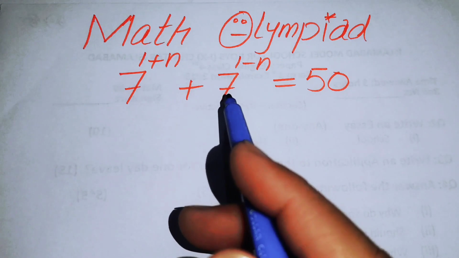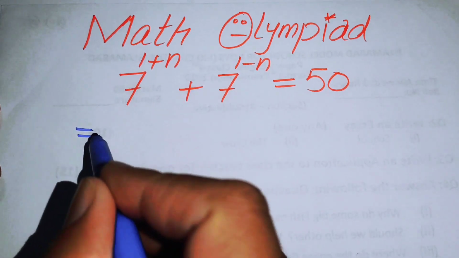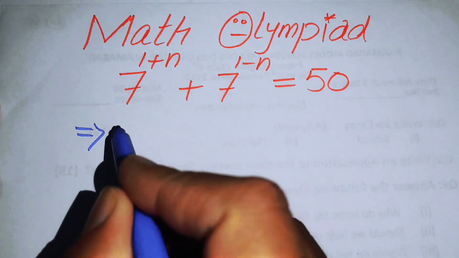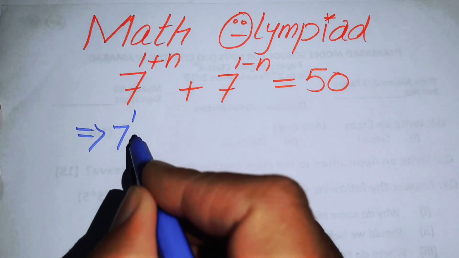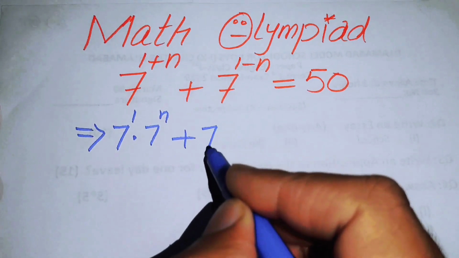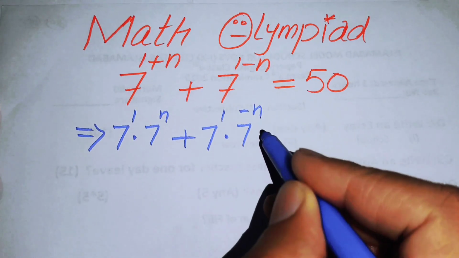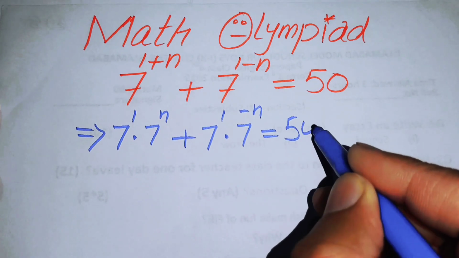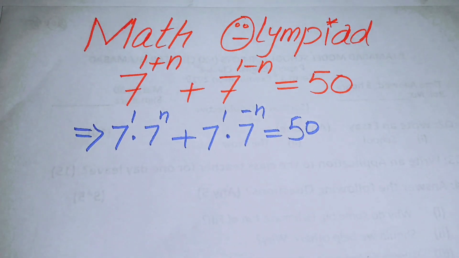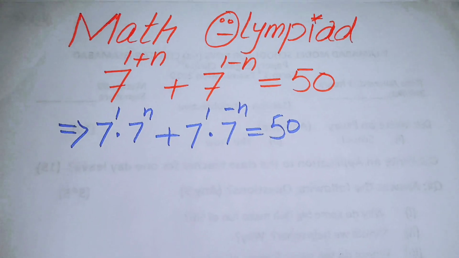So the very first thing we are going to do is break both of the exponents, and we write 7 to the power of 1 times 7 to the power of n plus 7 to the power of 1 times 7 to the power of minus n equals 50. Because here I can use an exponential law, according to which I will break these two exponents.